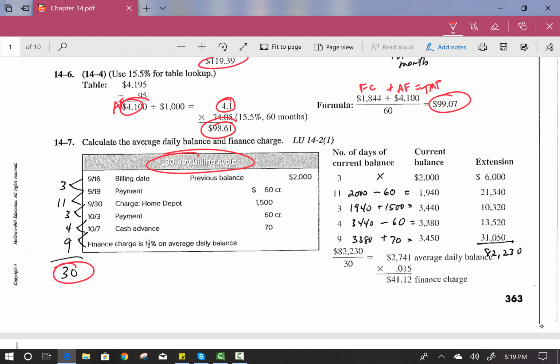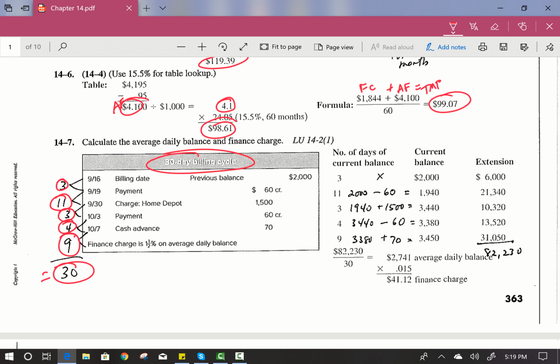The number of days from the 16th to the 19th is 3. The number of days from the 19th to the 30th is 11. The number of days from the 30th to the 3rd is 3. The number of days from the 3rd to the 7th is 4. And that comes up with 21 days, so there are 9 more days remaining in the cycle to equal 30 days.